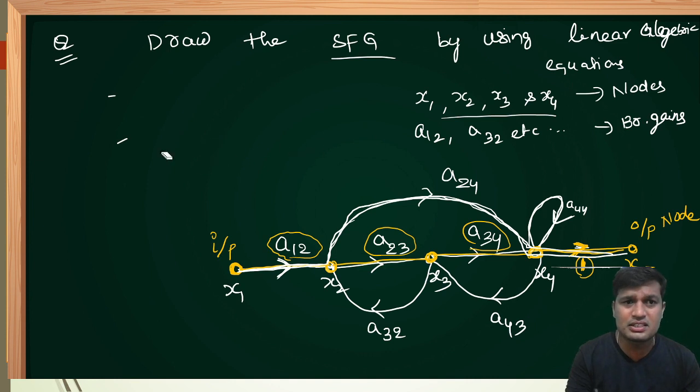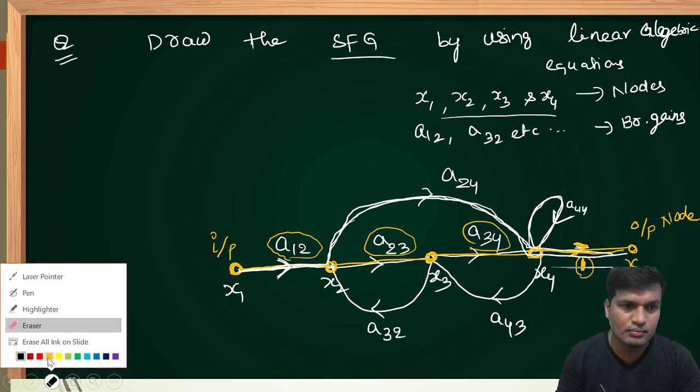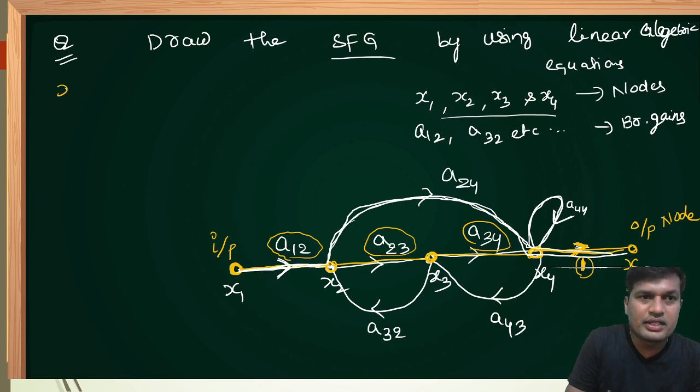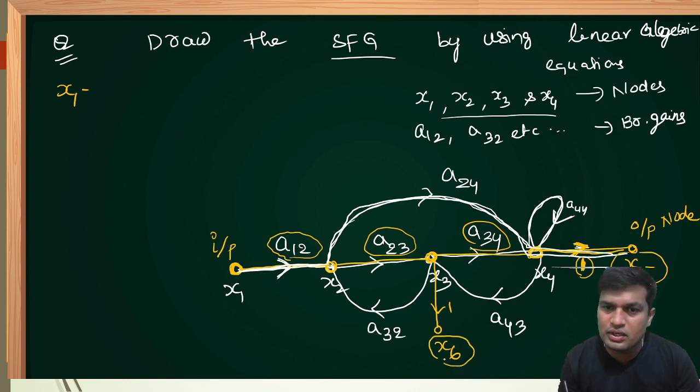Why I am erasing all these things is to explain on the same slide. It will be easier to understand. Okay. Now let's move. Let the input node be x1. For the output node, let's say I am connecting a branch gain of unity at the x3 node. Let us assume it is x6. Previously I connected a branch gain of unity at x4, which I assumed as the output node. Right now I am assuming one more branch gain of unity at this node, so this new node is x6. Right now x6 is another output node.